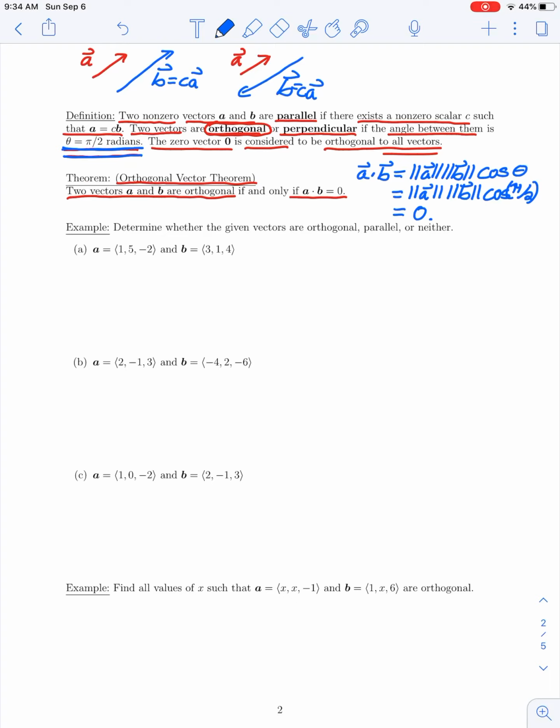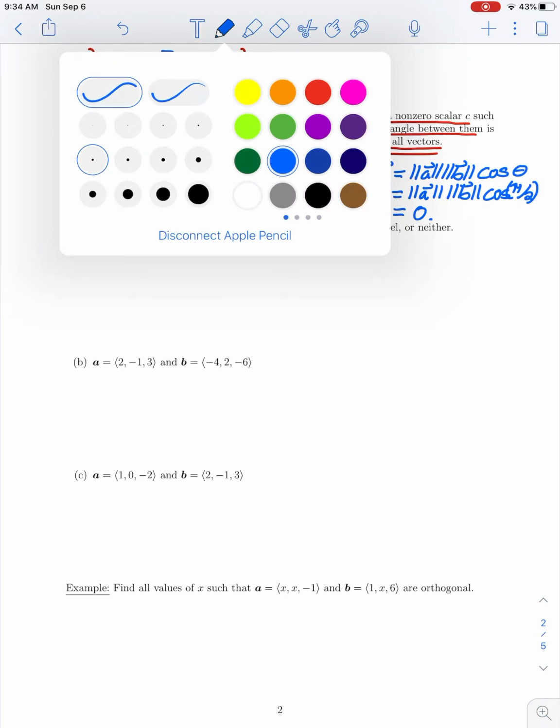So let's take a look at some examples. Here we're given the problem of determining whether a given pair of vectors is orthogonal, parallel, or neither. In part A, we have the vectors A and B given here. The first thing I'll test is whether these two vectors are orthogonal. The test for orthogonality is whether the dot product of these two vectors is 0.